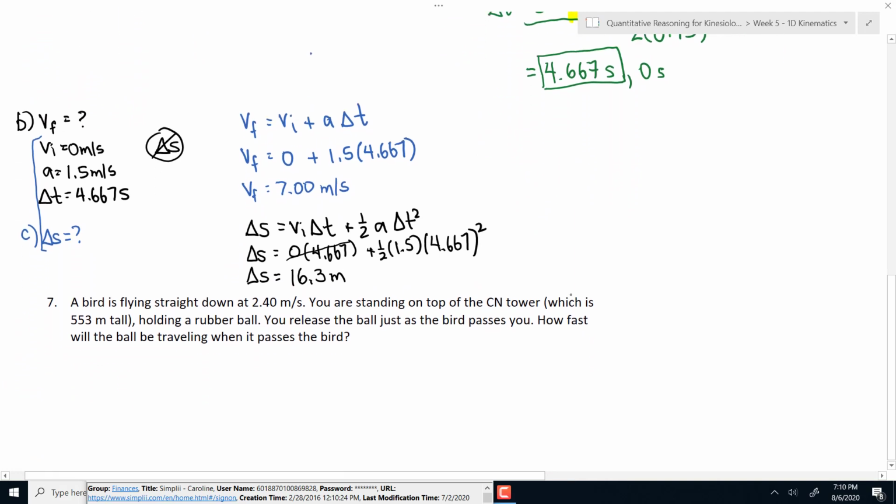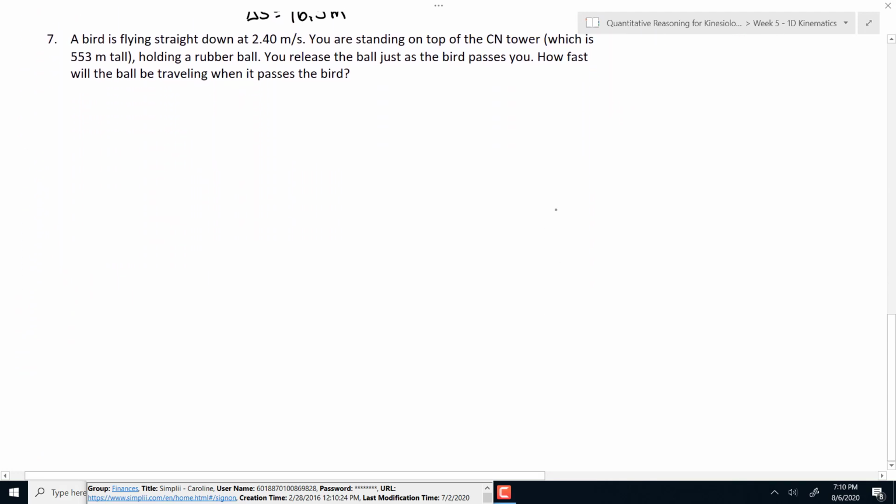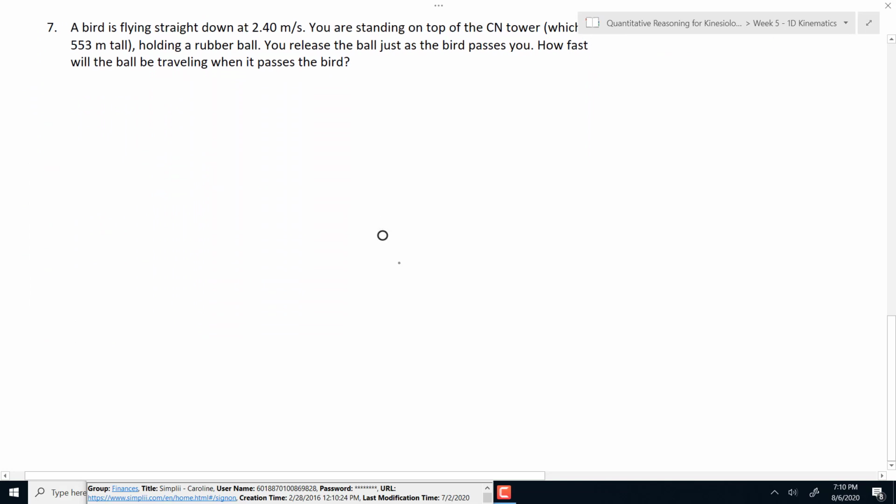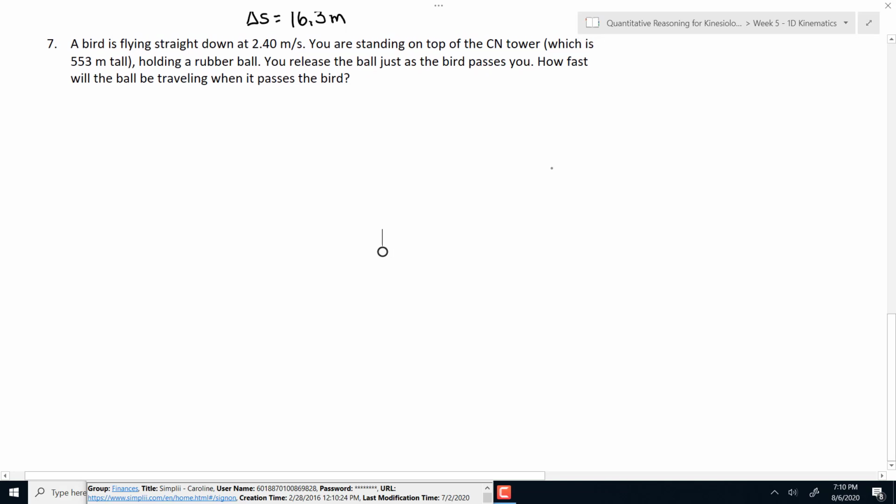Okay. Question 7, final question. A bird is flying straight down at 2.4 meters per second. You're standing on top of the CN Tower, which is 553 meters tall, holding a rubber ball. You release the ball just as the bird passes you. How fast will the ball be traveling when it passes the bird?